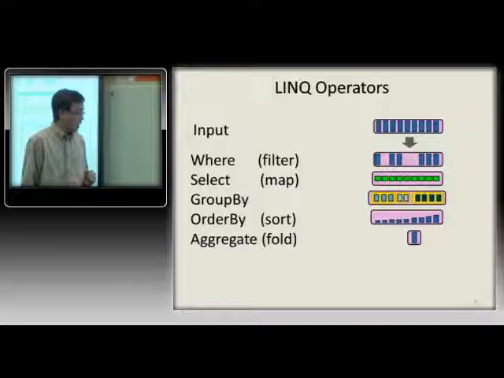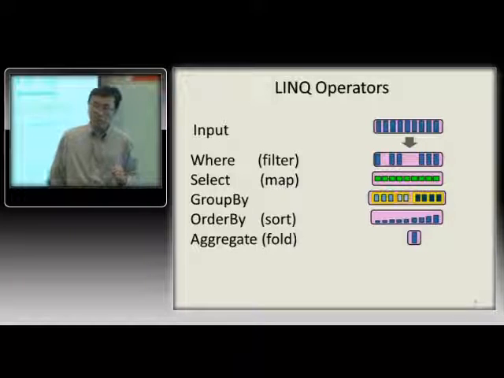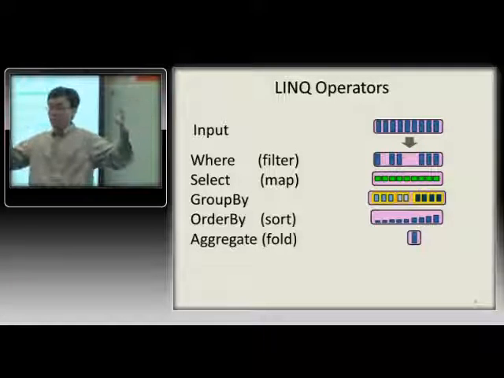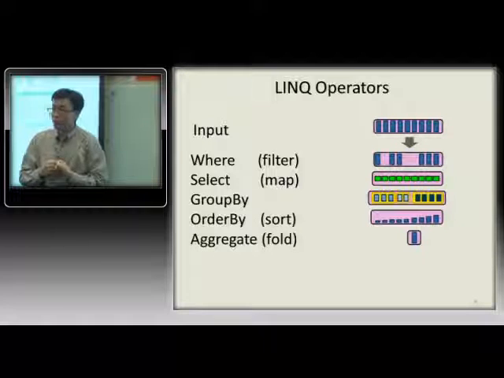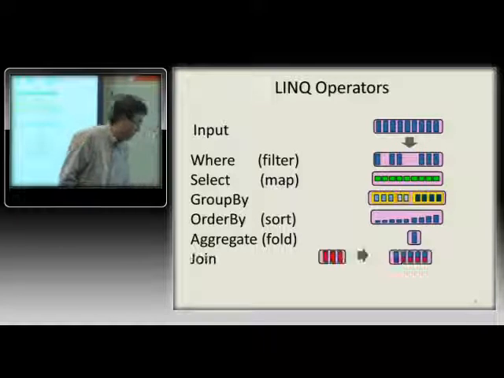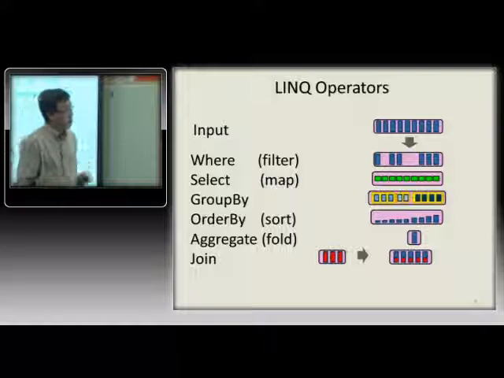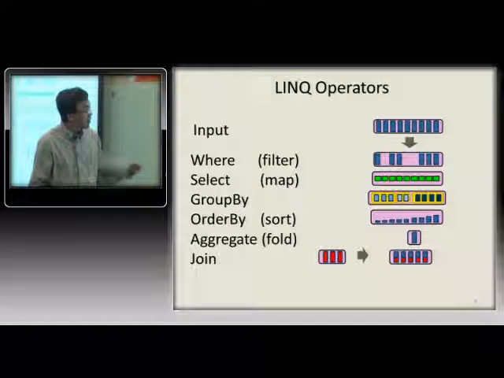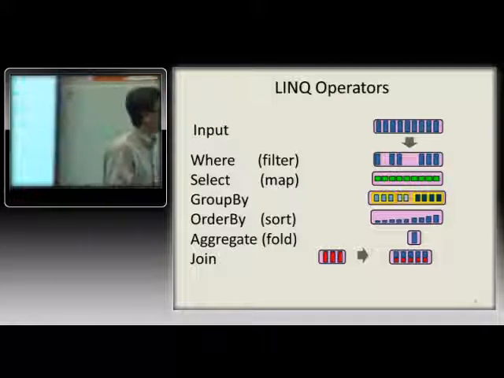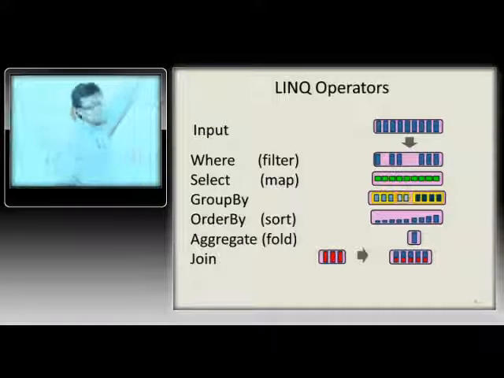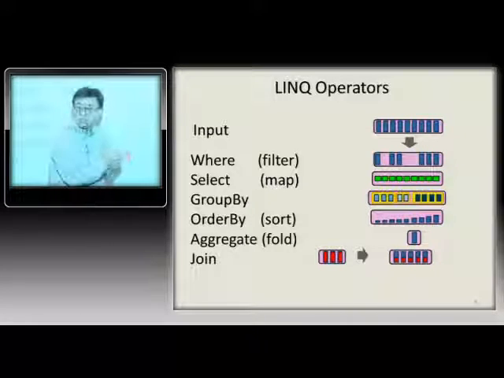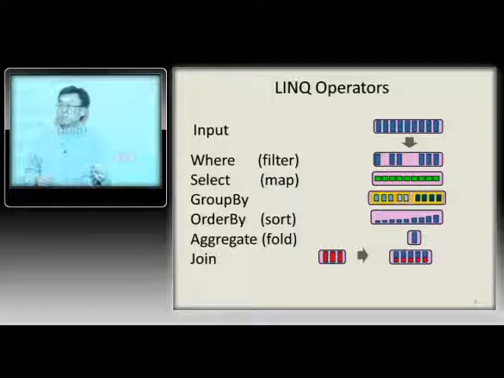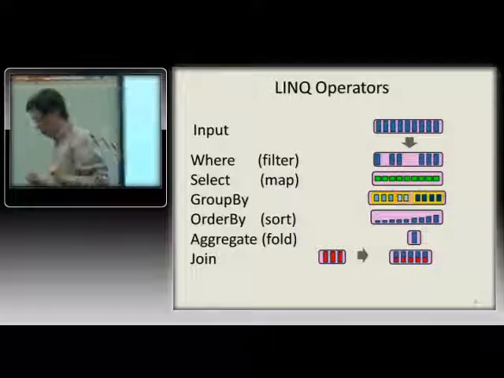And also we have another operator called aggregate. Aggregate means we take all the elements in the collection and aggregate them into a single value. And of course, there's something called join. Join basically means we take two collections and put them together to form a new collection based on some criteria.